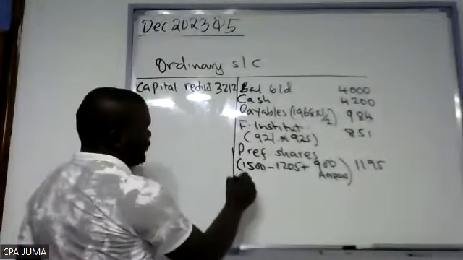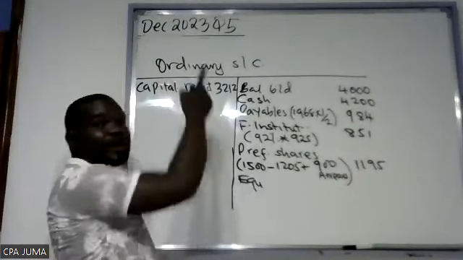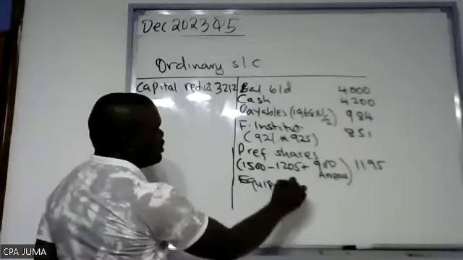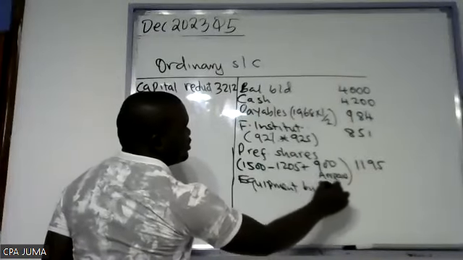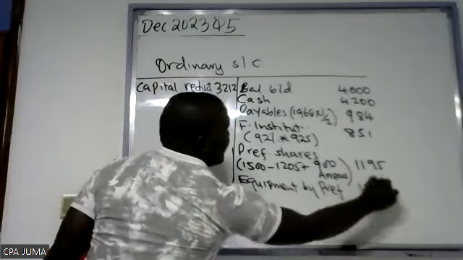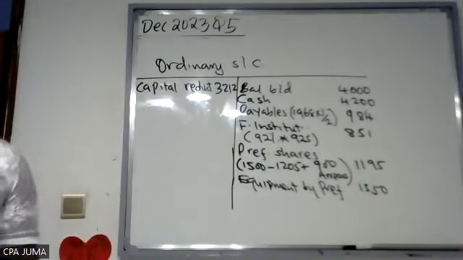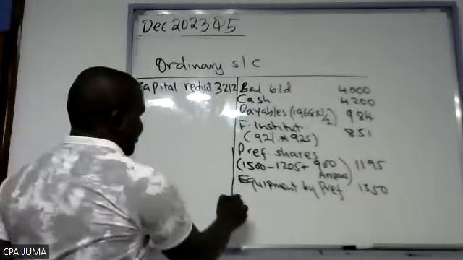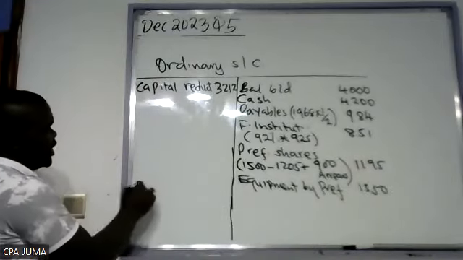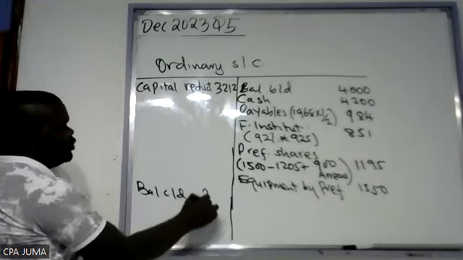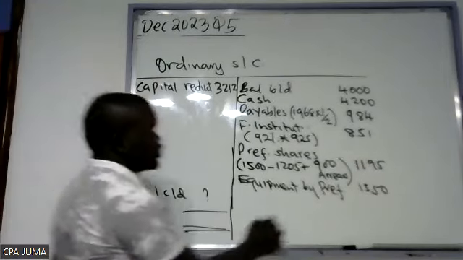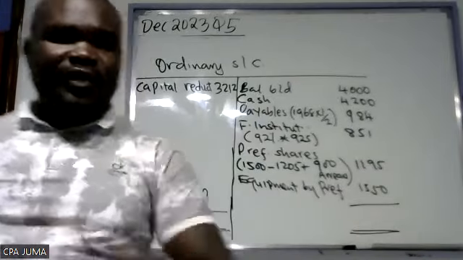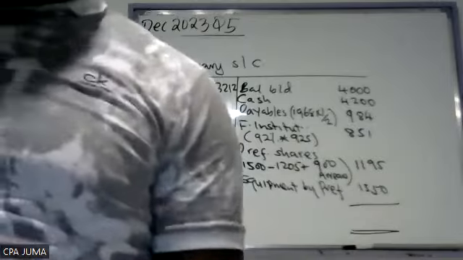So the equipment by preference, we will debit the equipment account, then we credit their capital account. So equipment by preference, 1350. That is part of their capital they are bringing in. You can bring capital in form of cash or assets. Therefore, ordinary balance carried down, which will go to the balance sheet, is how much? And then the cash book separately, then we are done. We do the balance sheet.